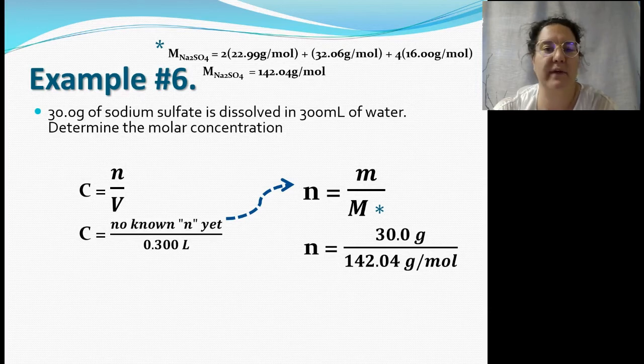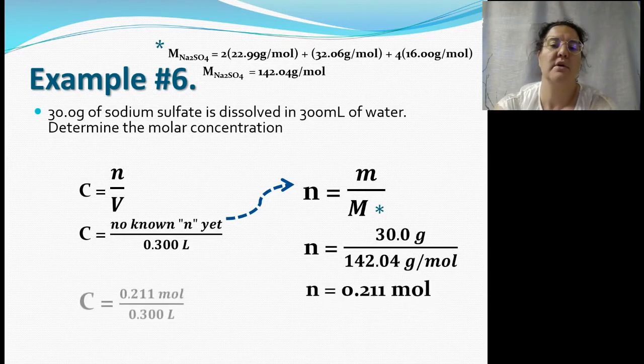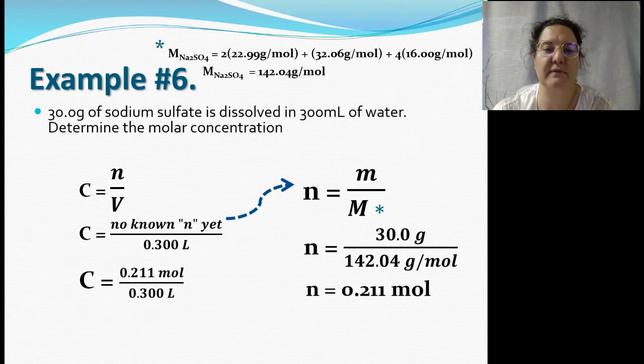The molar mass of sodium sulfate we find by multiplying 2 by the molar mass of sodium at 22.99 grams per mole, adding that to the molar mass of 1 sulfur at 32.06 grams per mole, and 4 moles of oxygen at 16.00 grams per mole, giving us a total molar mass of 142.04 grams per mole. So the moles in 30 grams of sodium sulfate is 0.211 moles. Now we want to keep this to 3 decimal places as we move it over to our concentration formula.